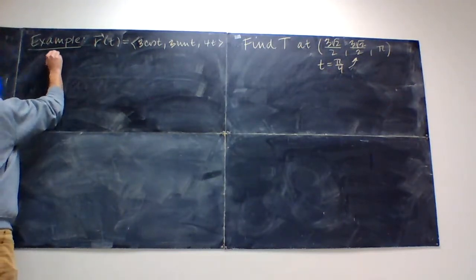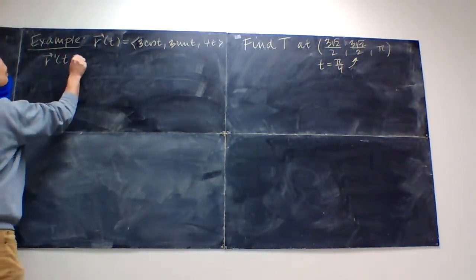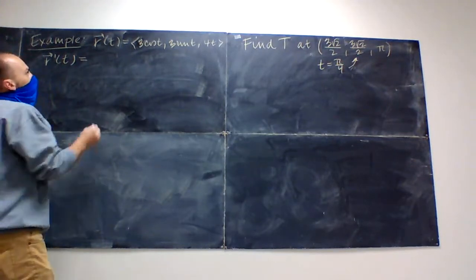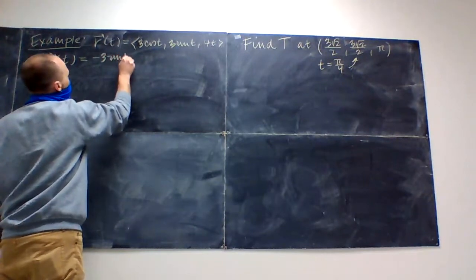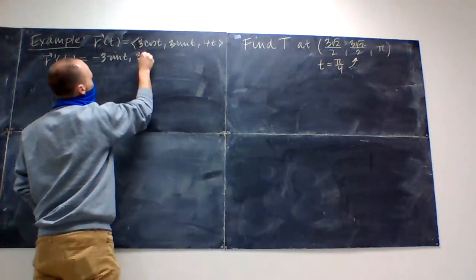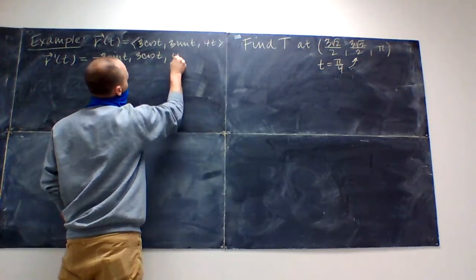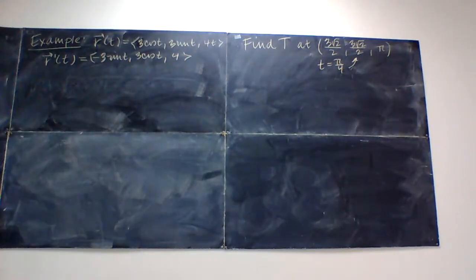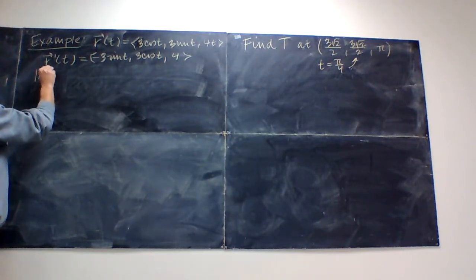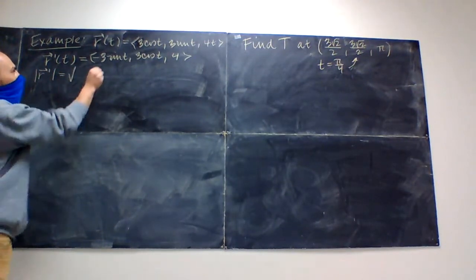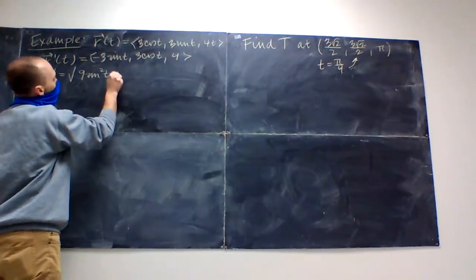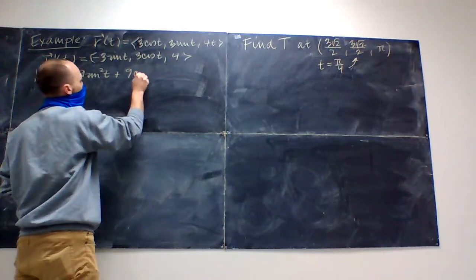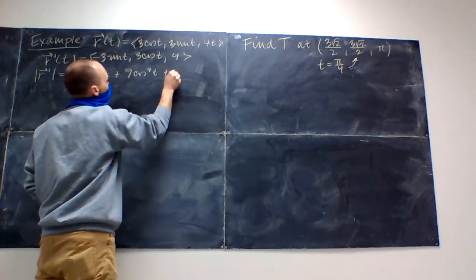So I'm going to start by taking the derivative. That's equal to negative 3 sine t, 3 cosine t, and 4. The length of r prime is going to be the square root of, I square this, 9 sine squared t plus 9 cosine squared t plus 16.